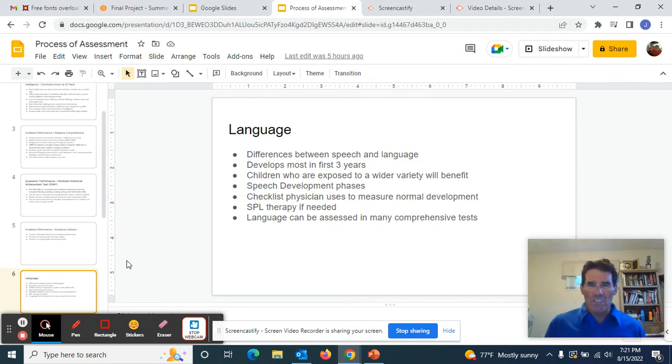Another area of assessment and evaluation is language. There is a difference between speech and language. Language is more of what they hear and can process. Speech is more what they're actually saying. Speech develops most in the first 3 years.